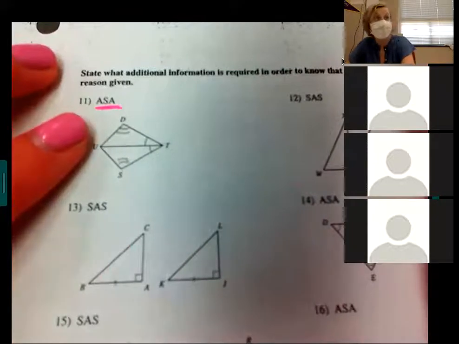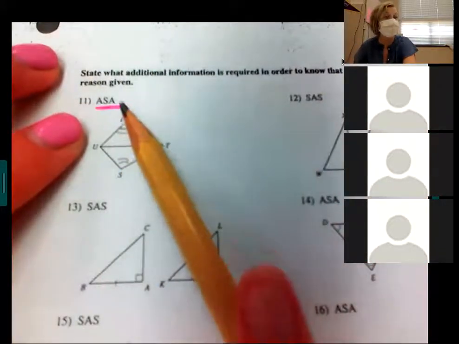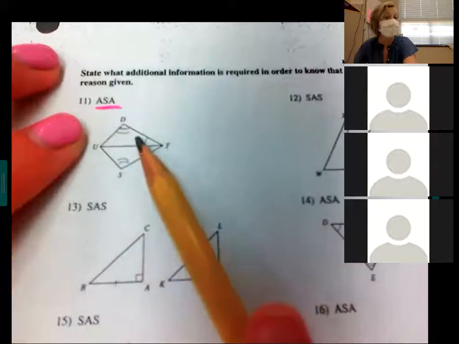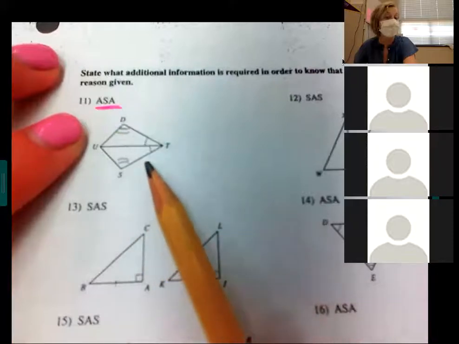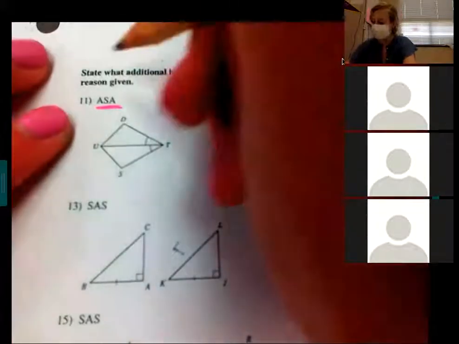Did everybody see that? Are we watching? Because I don't want to hear this is hard. This is not. The side has to be in between the 2 angles. So if you said D and S, that's wrong. The side in between those 2 angles is not marked congruent. So Jaden, which angles am I missing? Yeah. Okay. I'm going to say it again.